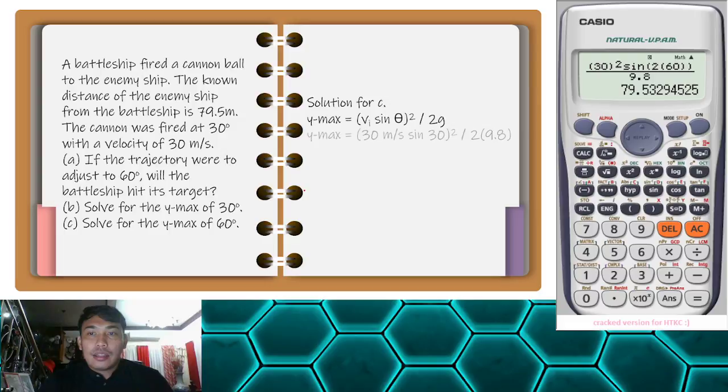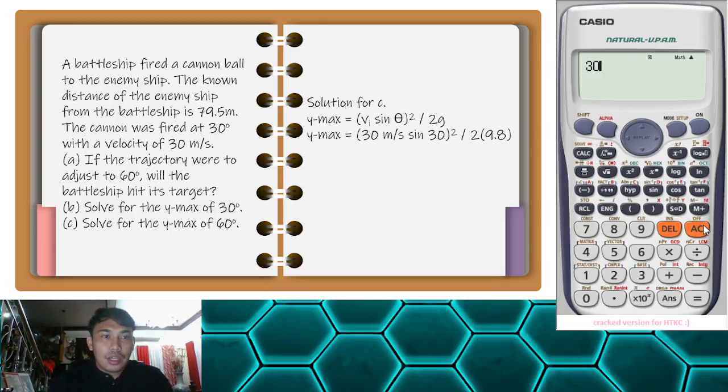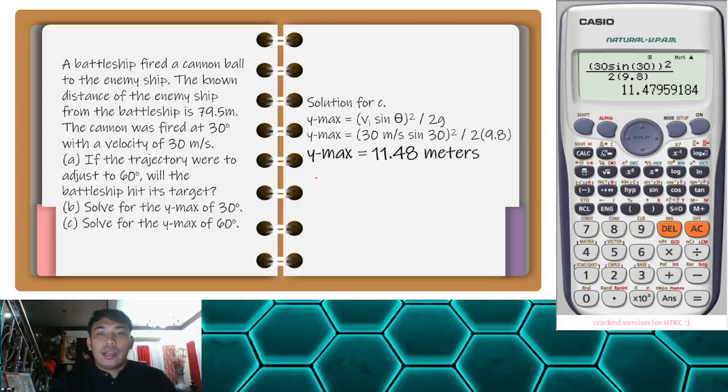For B, the solution is Ymax equals Vi sine theta, squared, all over 2g. Substituting the values, Vi, which is 30, sine 30, squared, all over 2 times 9.8, which is 11.48. Yes, the Ymax is 11.48 for 30 degrees.